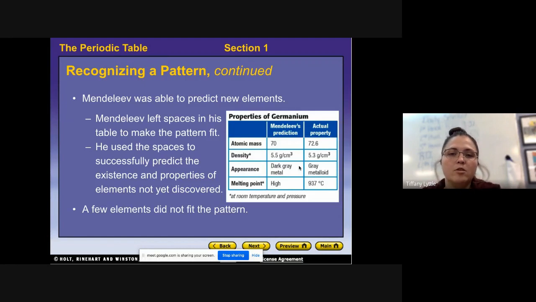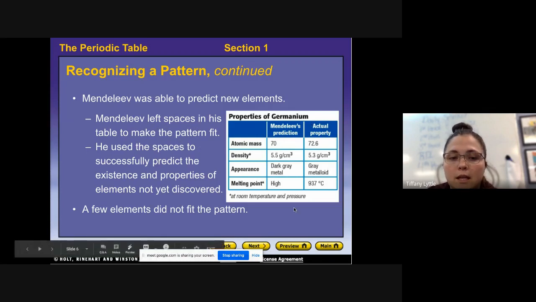Because he arranged the elements in rows by increasing atomic mass, there were some patterns that he began to see. And because of those patterns, he was able to understand that there were elements that were missing that hadn't been discovered yet. And so Mendeleev left spaces in his table to make that pattern fit. One of these that he was able to predict was germanium.